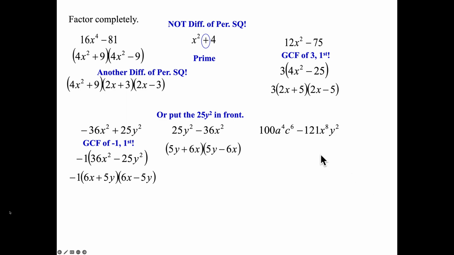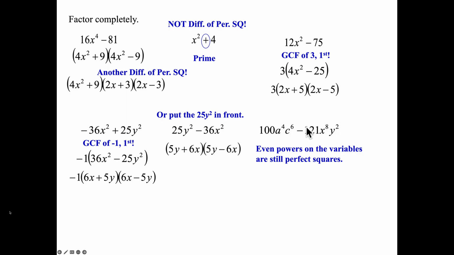Oh, we got all kinds of even powers here. 100a to the 4th, c to the 6th, minus 121x to the 8th, y squared. Difference of perfect squares. Square root of 100 is 10. Square root of a to the 4th, a squared. Square root of c to the 6th, c cubed. Just divide the powers by 2. Square root of 121 is 11. Square root of x to the 8th is x to the 4th. And the square root of y squared is y.